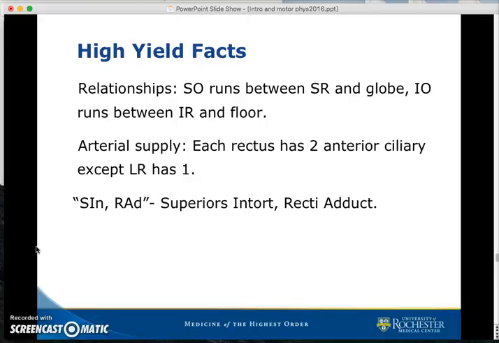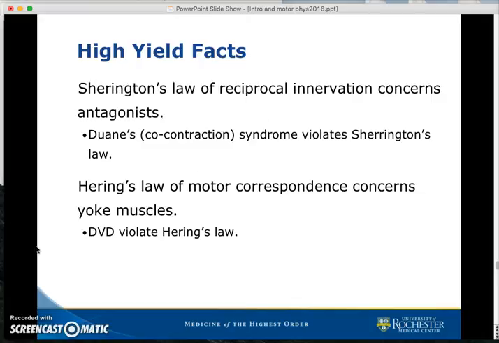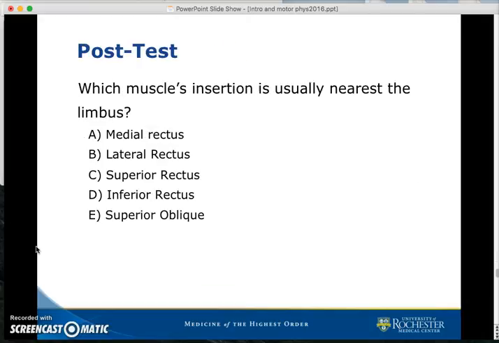The arterial supply, each rectus has two anterior ciliary vessels except for lateral, which has one. And then a good mnemonic is SYN and RAD, where the superior is intort and the recti adduct to get to the secondary and tertiary actions of the muscles. Sherrington's law concerns antagonists. Hering's law concerns yoke muscles.